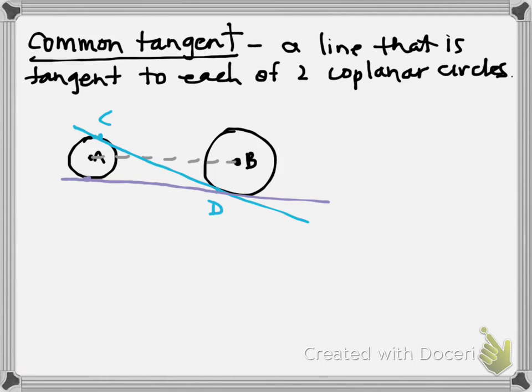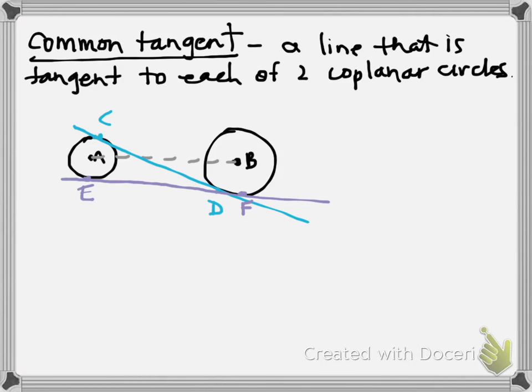So we'll call this E, and we'll call this F. Oops, hello, F. Okay. Now, we have two different tangents. One's called internal, and one's called external. Which one would be the internal one, the CD or the EF?